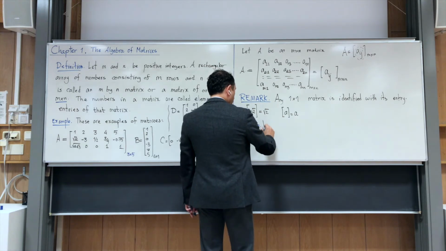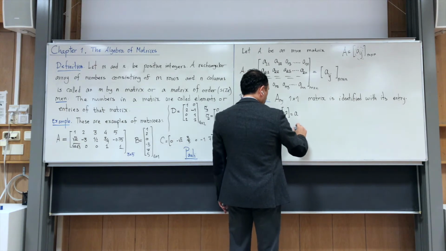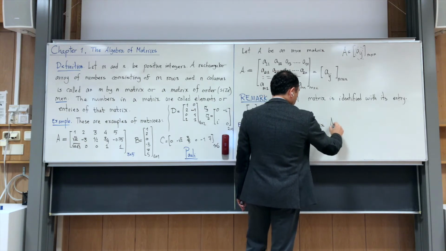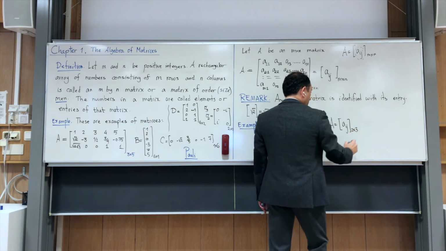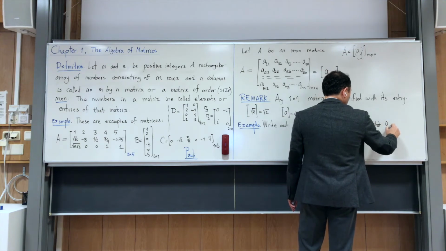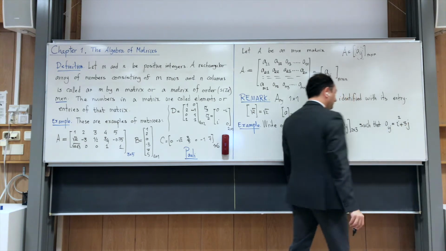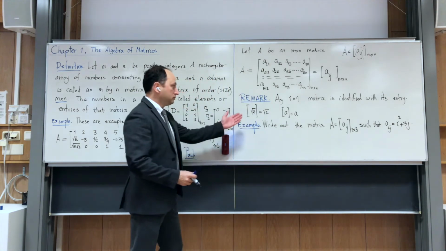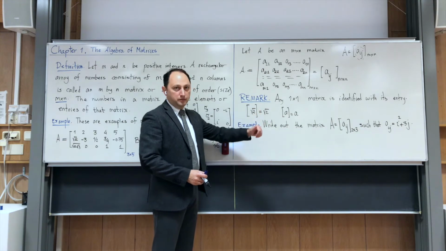Write out the matrix, for example, capital A equals [Aij], 2 by 3, such that Aij is equal to i squared plus 3j. Yes? So what is this one? I told you that this is a very simple example, but let us do them, okay?